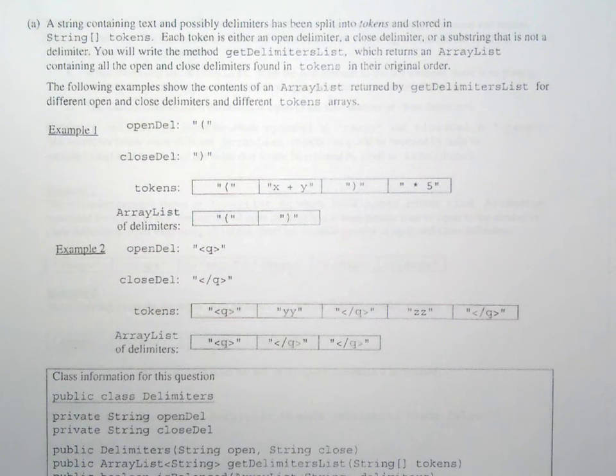And so part A says a string containing text and possibly delimiters has been split into tokens. So this has already been done for you and stored in an array called tokens, an array of strings. Each token is either an open delimiter, a closed delimiter, or a substring that is not a delimiter. So it's already been broken up for you.